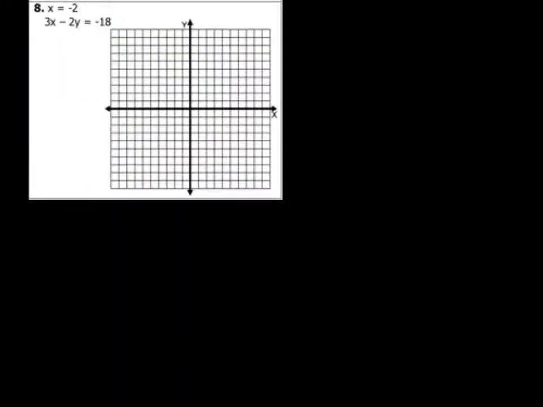Okay, so this is number 8 from your notes. We're going to start the same way. When I look at this first equation, I notice that it is x equals negative 2. And when I see x equals negative 2, I automatically make myself a note that this must be a VUX. Remember, VUX stands for vertical line, undefined slope, and that's x equals a number. So when I see x equals, I know I've got that vertical line. So I'm going to go to where x is equal to negative 2, put a point, and draw a vertical line through that point.